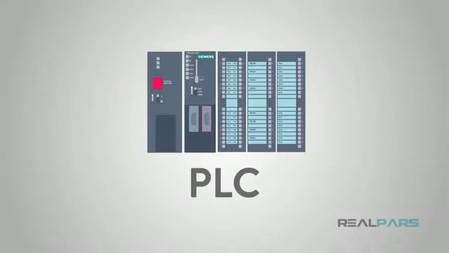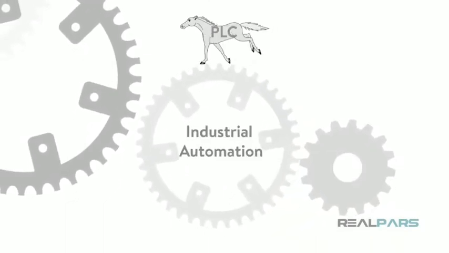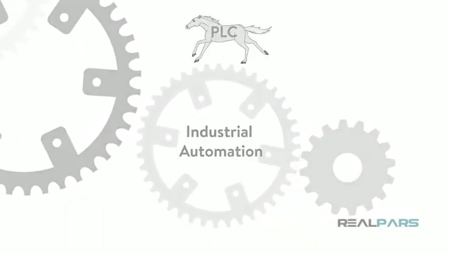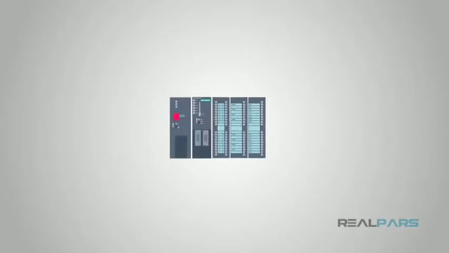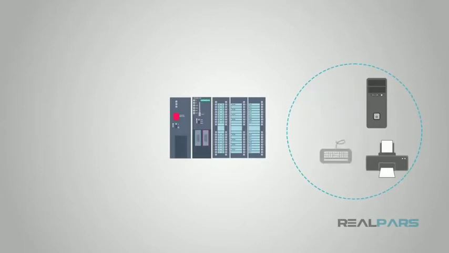Today, we are going to talk about the basics of a PLC, the workhorse of industrial automation. The Programmable Logic Controller, or PLC, is a special-purpose computer. It has no display, no keyboard, no printer, no hard drive, and hides in the control panel out on the factory floor. But it is still a computer.